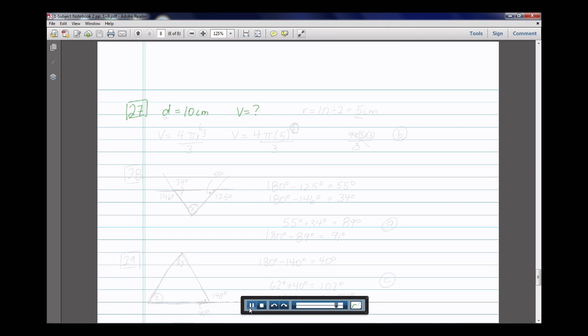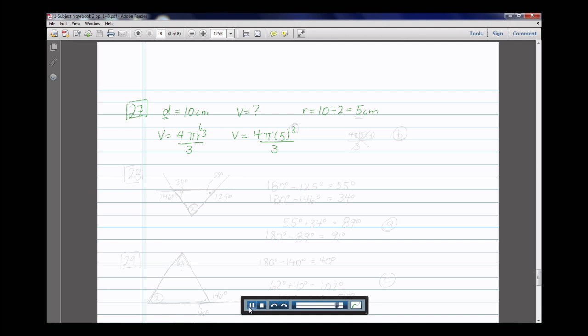You take a look at your equation sheet, and you get 4 pi r cubed over 3. And you notice you were given diameter, but the formula wants the radius. So you have to know that if the diameter is 10 centimeters, then the radius, you divide that by 2, so the radius is 5 centimeters. You put this in, and you get 4 pi 5 cubed over 3.